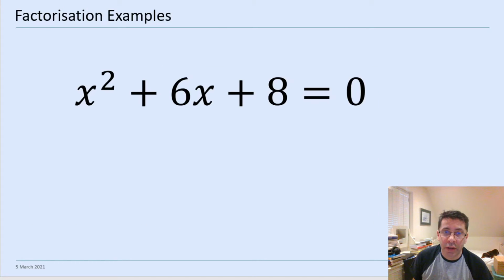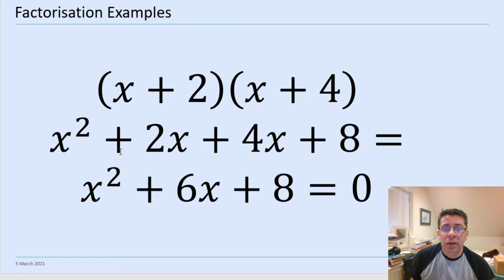Okay, let's do another. These should be getting more familiar now. x squared plus 6x plus 8 equals 0. So we need two numbers that multiply together to make 8 and add together to make 6. So those numbers are 2 and 4. So it's x plus 2 times x plus 4.